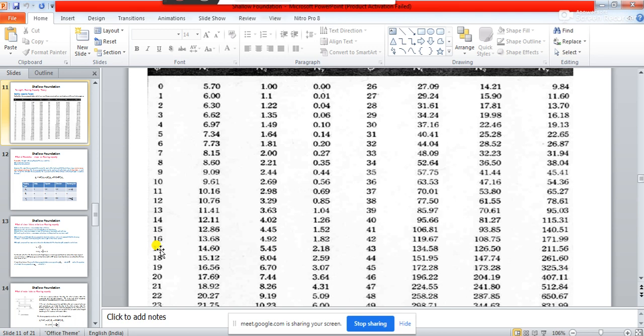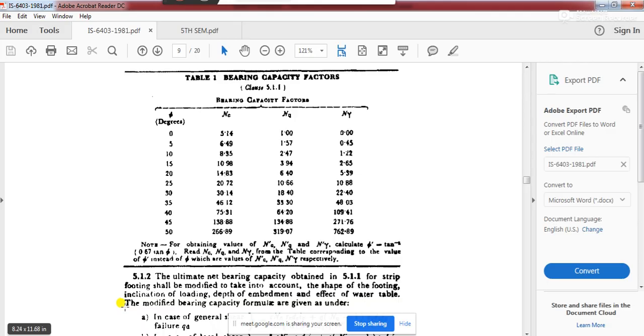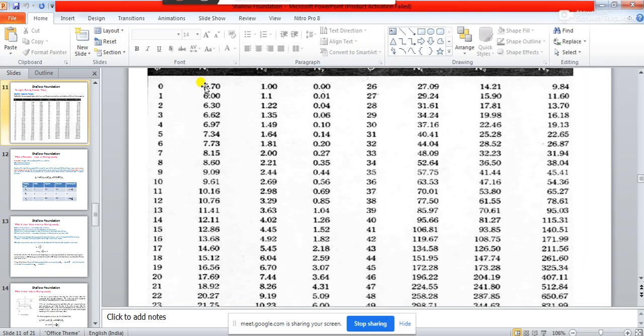See the values, see Indian standard code, what it is giving. Is it giving it for 17 degree? Every 1 degree it is giving? No sir. See this table whatever I have shared with you, Terzaghi has generally computed for every 1 degree, okay? But you will not get these values everywhere available.